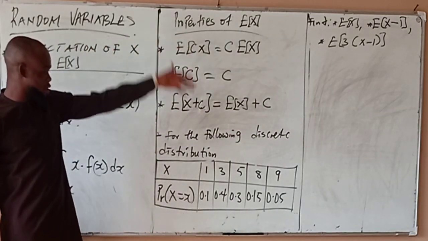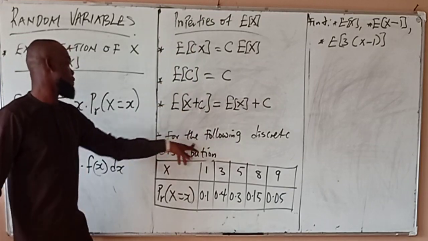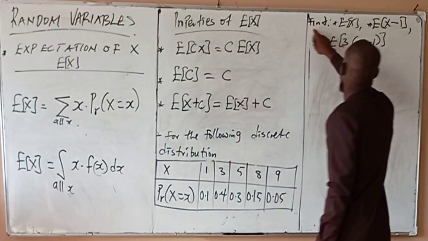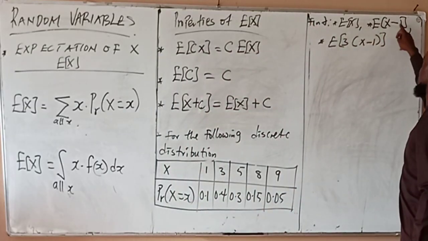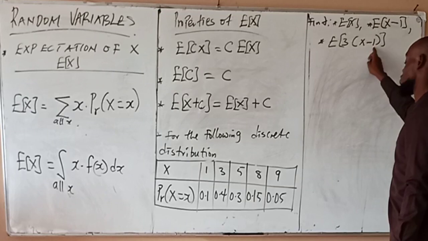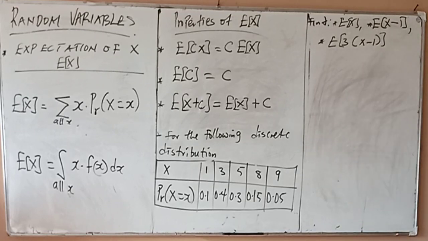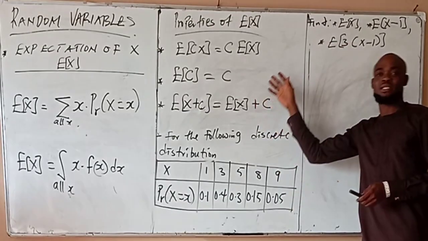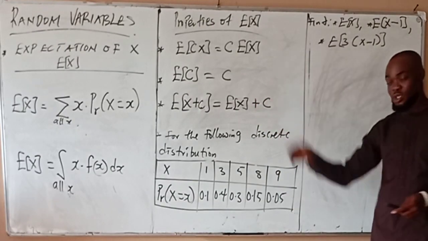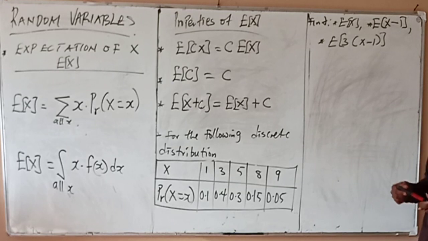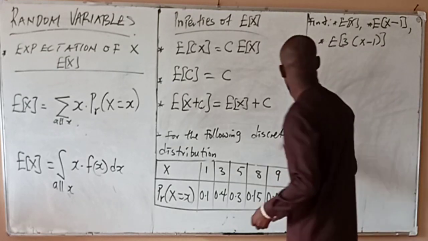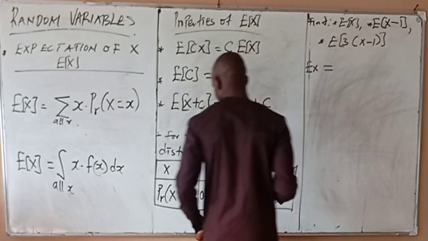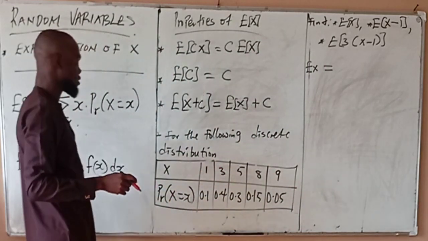So, if I can solve this question now, which is the following: for the following discrete distribution, find the expectation of x, the expectation of x minus 1, the expectation of 3 bracket x minus 1. Before you can solve this problem, you must understand these three properties. We have other properties we also look at, but I want to just use these three. So, number one, what will be the expectation of x? That's the first thing. The expectation of x, this one is a discrete random variable.